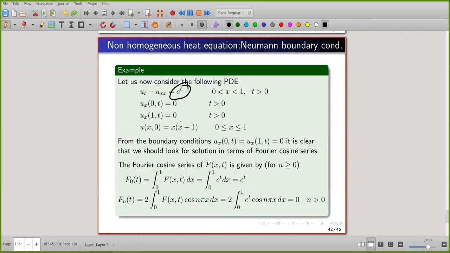So we compute the Fourier cosine series of this. That's just the Fourier cosine series. This is not a function of x in any way. So this is just going to be the Fourier cosine series of 1 multiplied with e to the power t. So that's this thing.